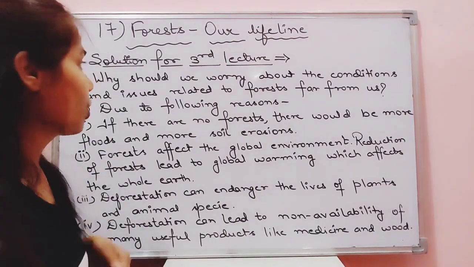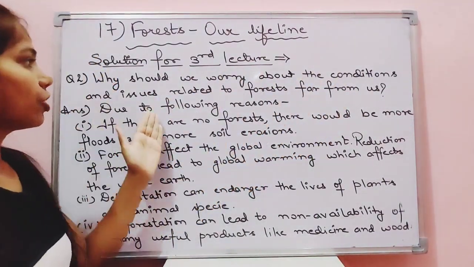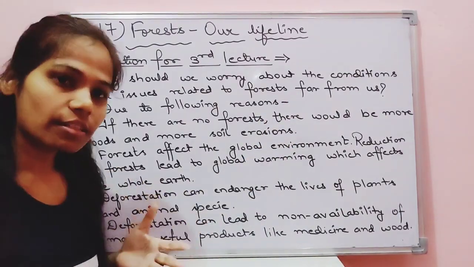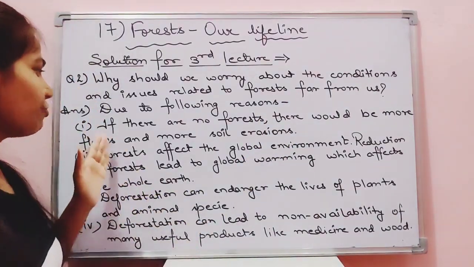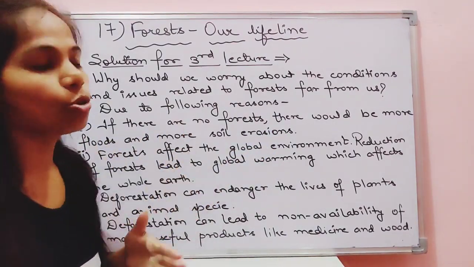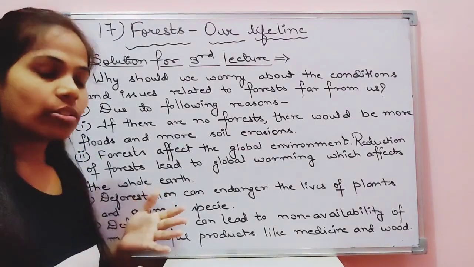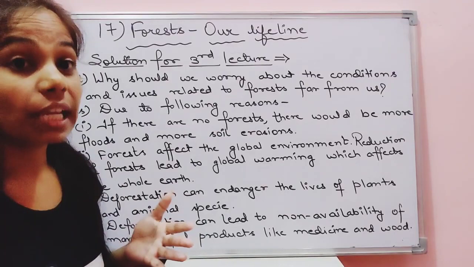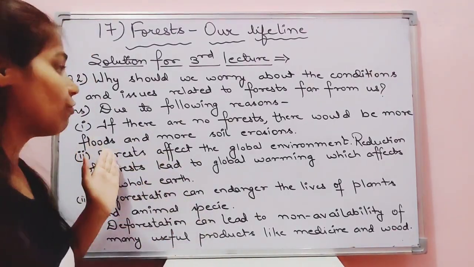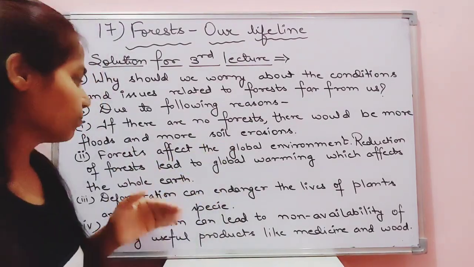Moving on to the next question. Why should we worry about the conditions and issues related to the forest far from us? Many reasons are there, children. The very first is, if there is no forest, there would be more flood and more soil erosion. Okay, the drastic changes and the deforestation may lead to natural calamities. That is, it can bring floods, it can bring droughts, it can also cause soil erosion.